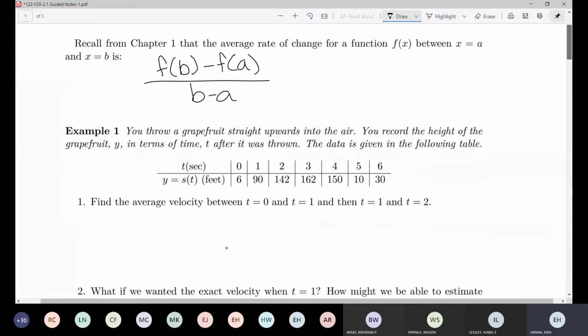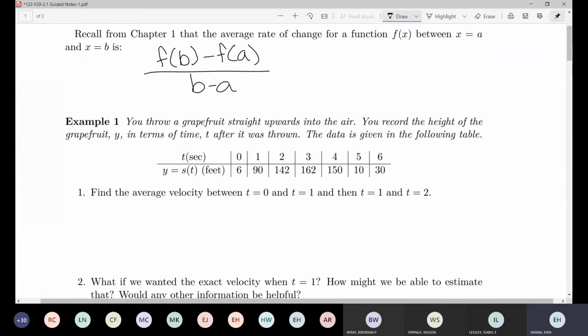The first thing I want to do is look at this example. We throw a grapefruit up in the air and we record the height of the grapefruit over a course of time, and we have this data here. The first thing we're asked for is the average velocity between 0 and 1 and then 1 and 2. We already know how to find that. Remember, the average velocity is exactly the average rate of change, just specifically in the context of position functions. So between 0 and 1, we've got 90 minus 6 over 1 minus 0.